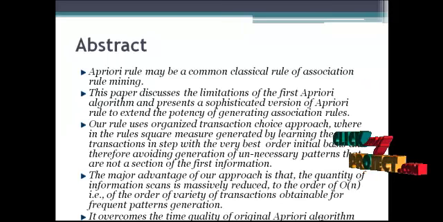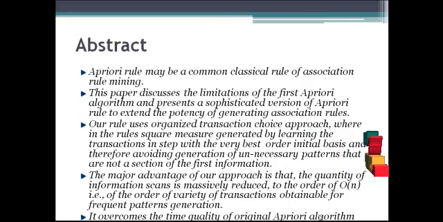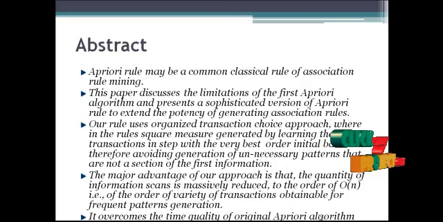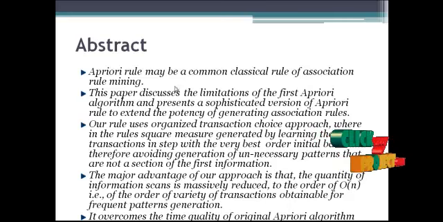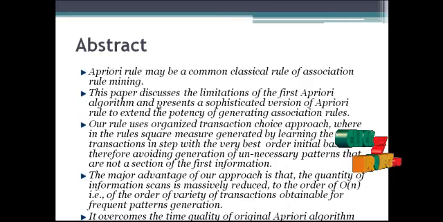In this process, we are going to see how frequent items are generated based on the association rule. Also, we will see how association rules are generated based on the advanced Apriori algorithm by overcoming the limitations in the original Apriori algorithm. The Apriori rule is a common classical rule of association rule mining. This paper discusses the limitations of the first Apriori algorithm and presents a sophisticated version of the Apriori rule to extend the potency of generating association rules.